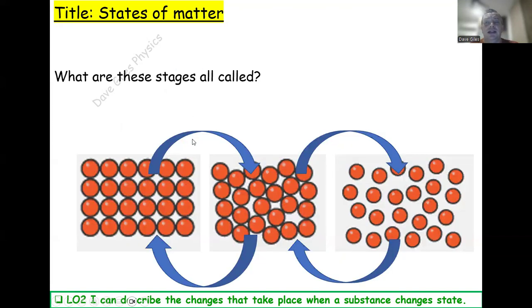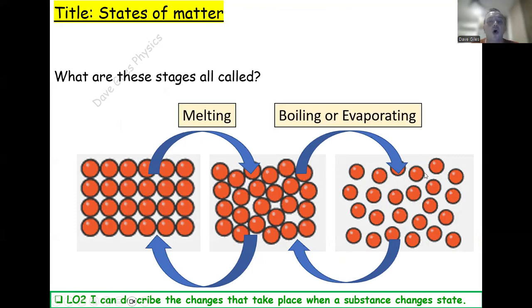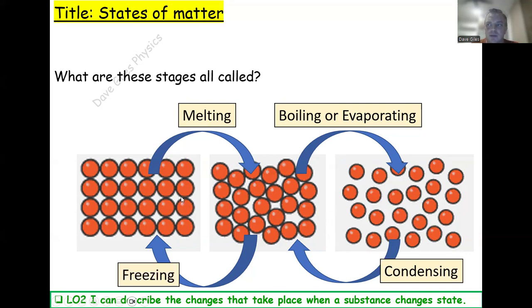So you need to know the changes of state. From a solid to a liquid is melting. From a liquid to a gas is boiling or evaporating, and in a future lesson, we will look at the difference between boiling and evaporating. When we go the other way, from a gas to a liquid, that is condensing. And then from a liquid to a solid is freezing.